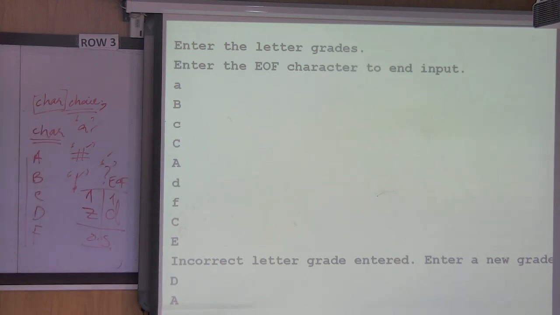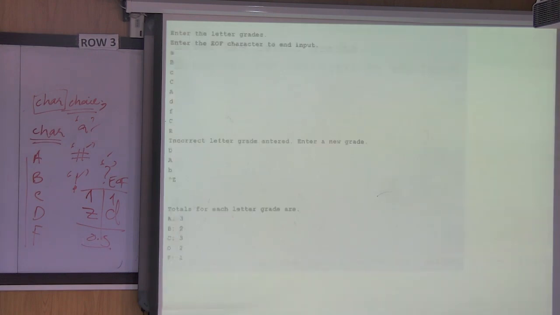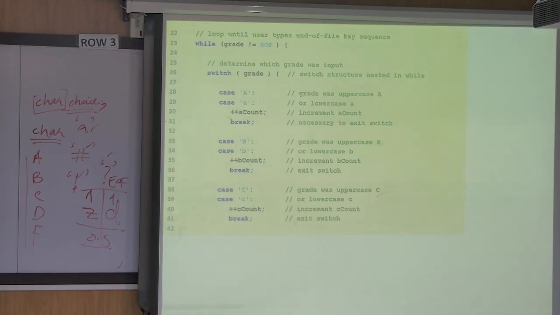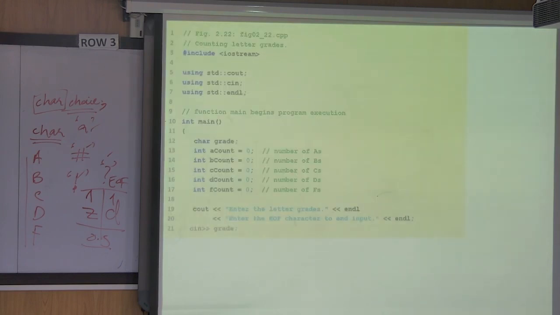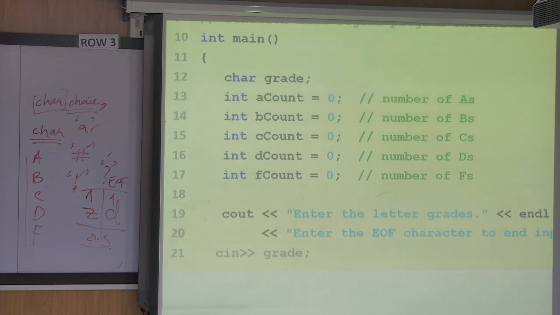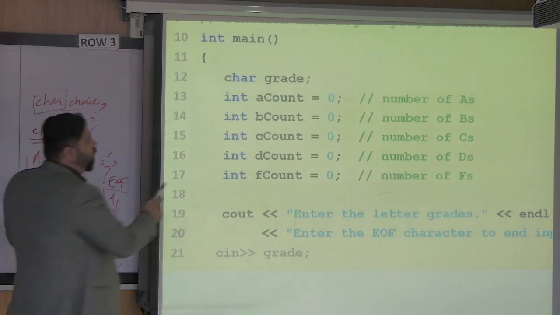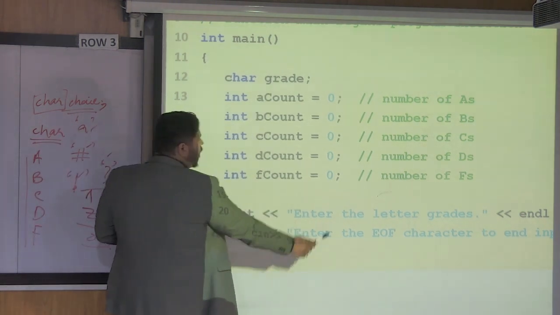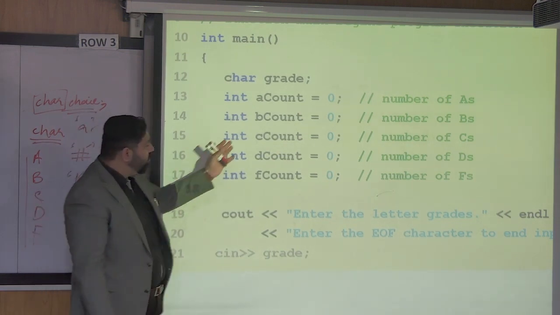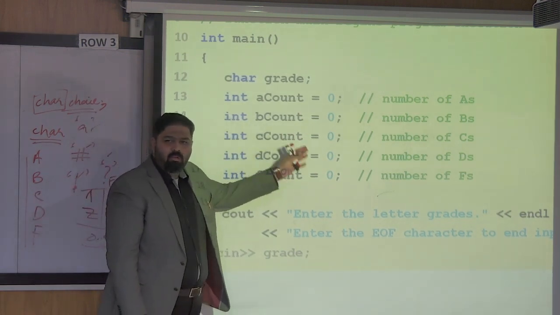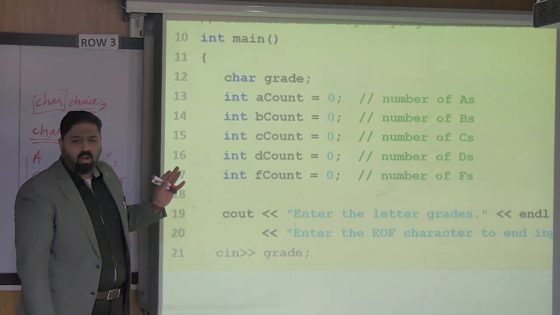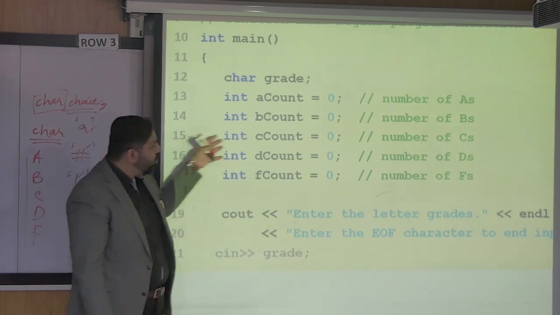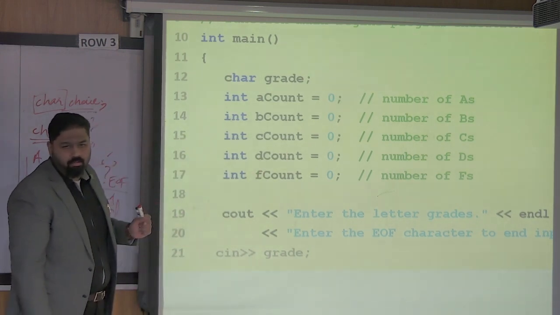So let's proceed with the coding. Over here we have an input. We have got the input from the user. We will get input from the user in this grade. These are the letter grades: alpha, beta, C, D, and F. We have initialized their counters as 0. If the user has entered any of these grades, the respective counter should be incremented.